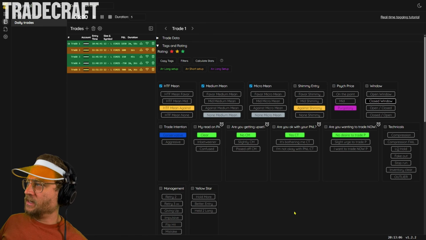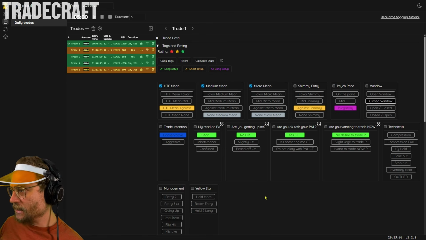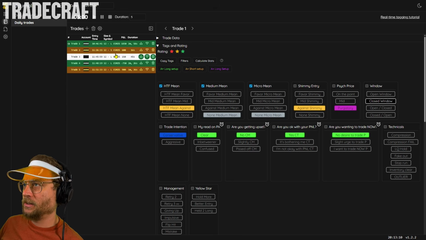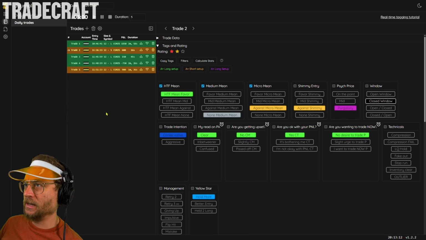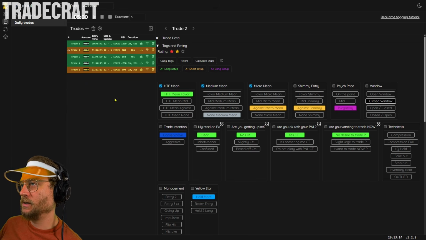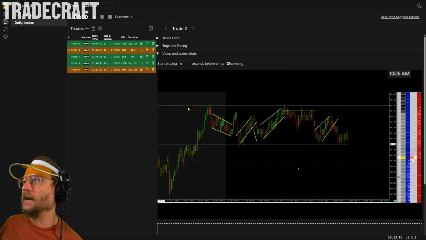Just so you can see the tags on it, these are currently the tags that I marked for the trade. I gave it a green star, meaning it's a perfect trade. The next trade is a yellow star, so this is saying I should have done something better. I should have held more. Let's go ahead and collapse that.